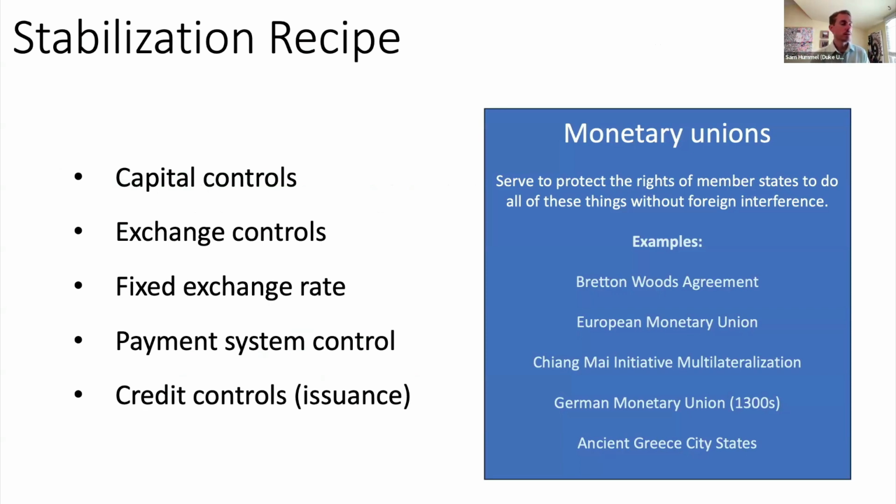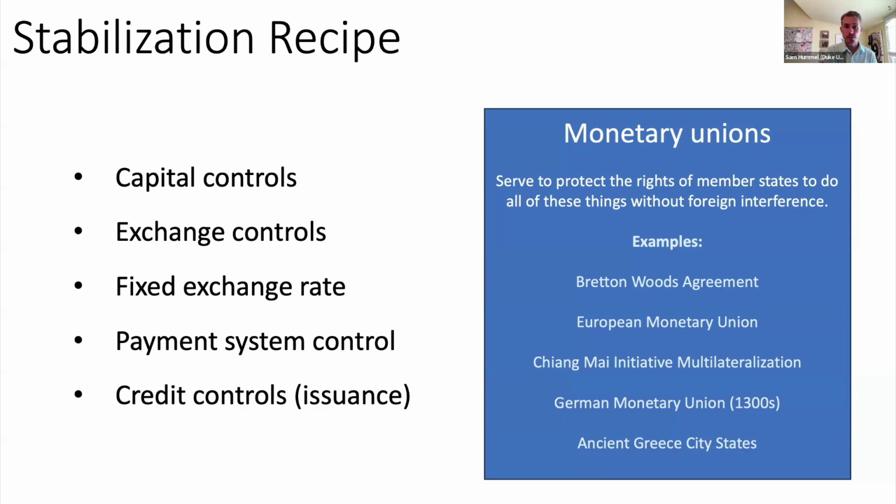And the reason we're talking about all of this is because those are exactly the things that monetary unions are for. Monetary unions are when countries come together and agree that the way their currencies are going to interact with each other is going to be done in certain ways that protect or determine certain rights and privileges of the union members themselves. So I'll make this a little bit clearer. And you've got some examples there of Bretton Woods.